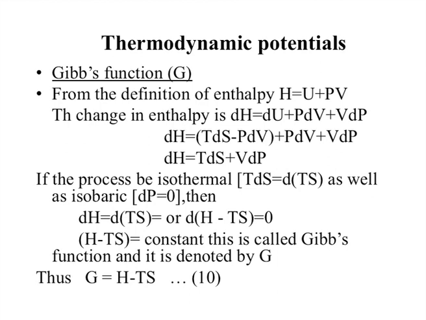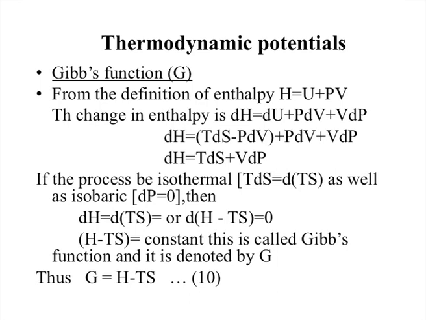Therefore, from the relation dU, which we have as TdS minus PdV, if you substitute in this equation, dH is equal to TdS minus PdV plus PdV plus VdP. So this expression can be written as dH is equal to TdS plus VdP.